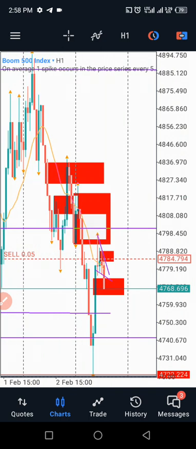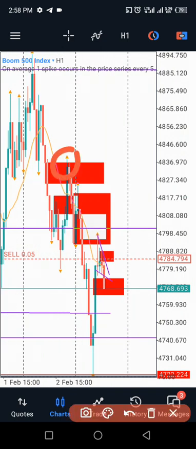So you can see that this was the level we marked on the 4-hour time frame, and then if you come on the 1-hour time frame, you will see that this was another resistance level.